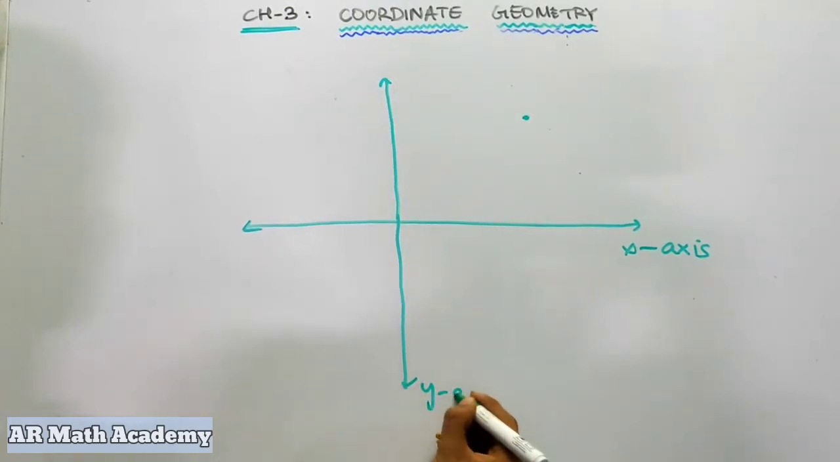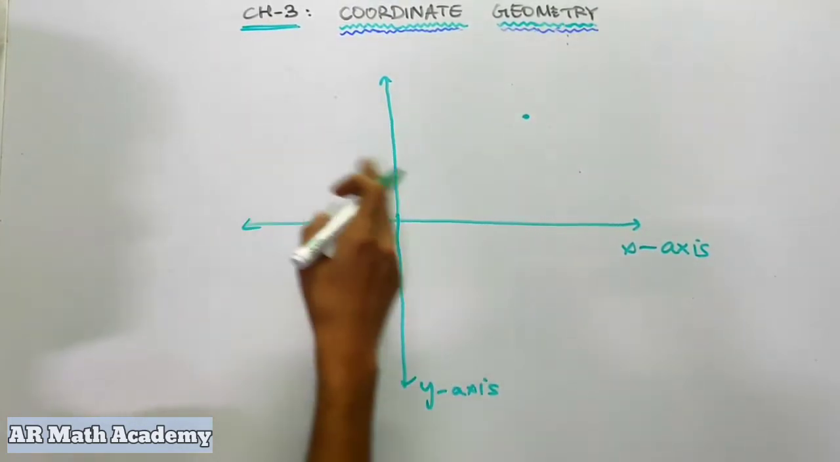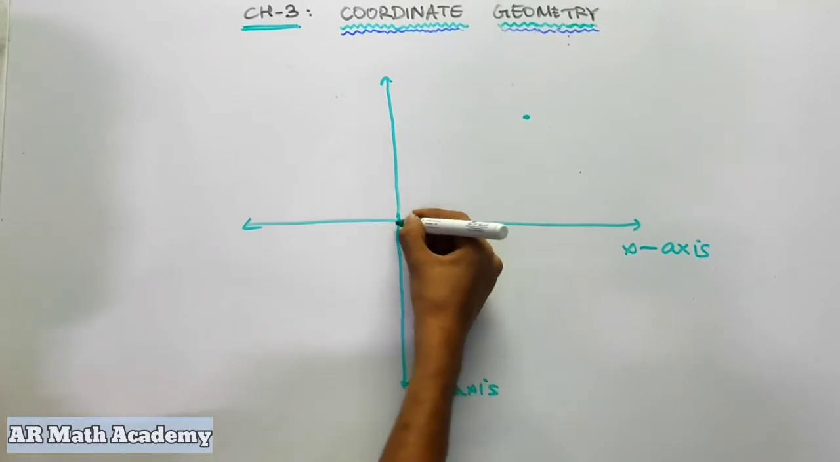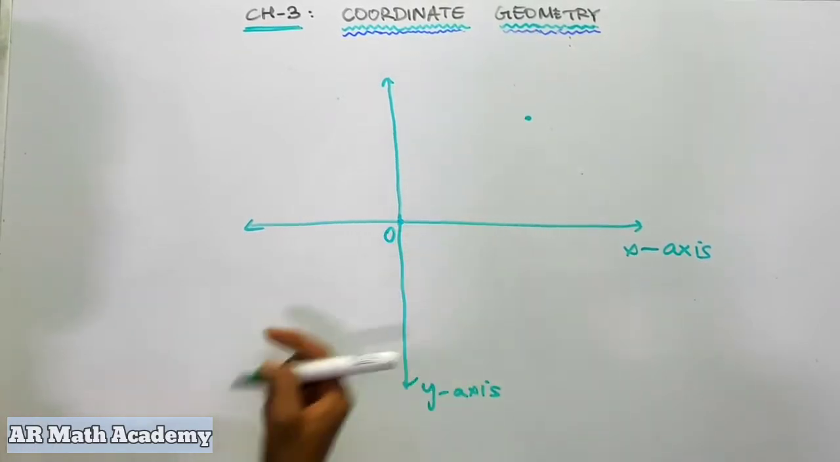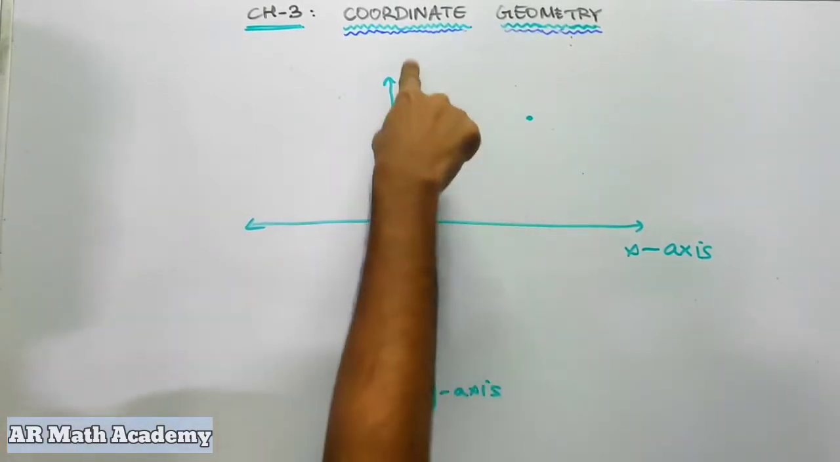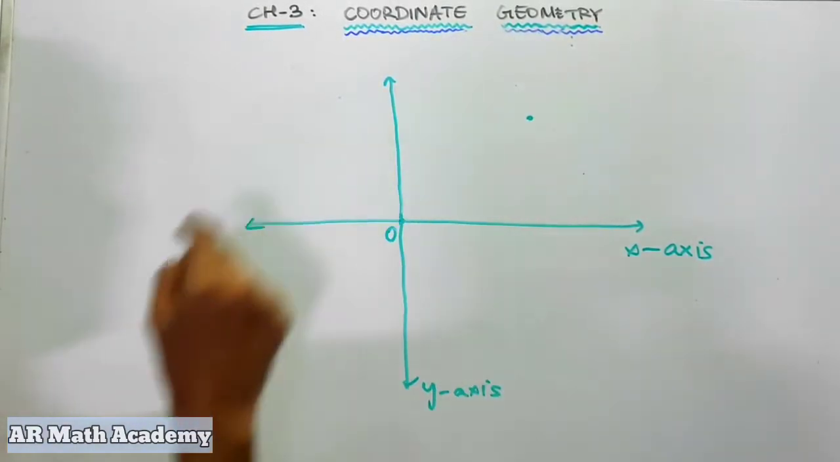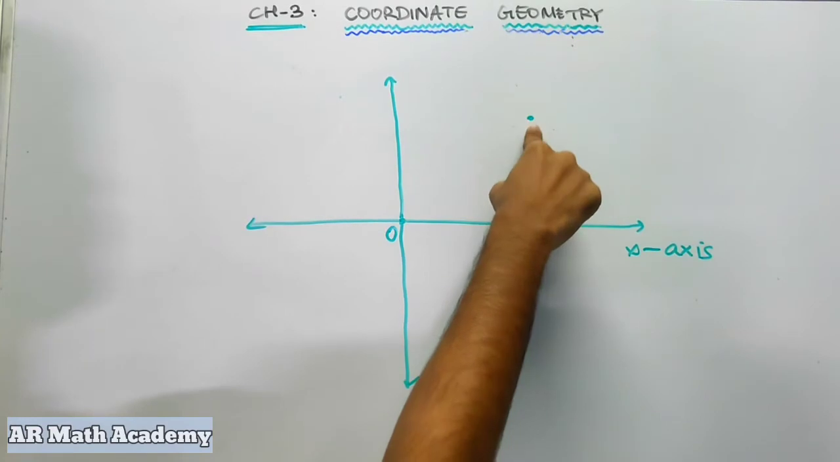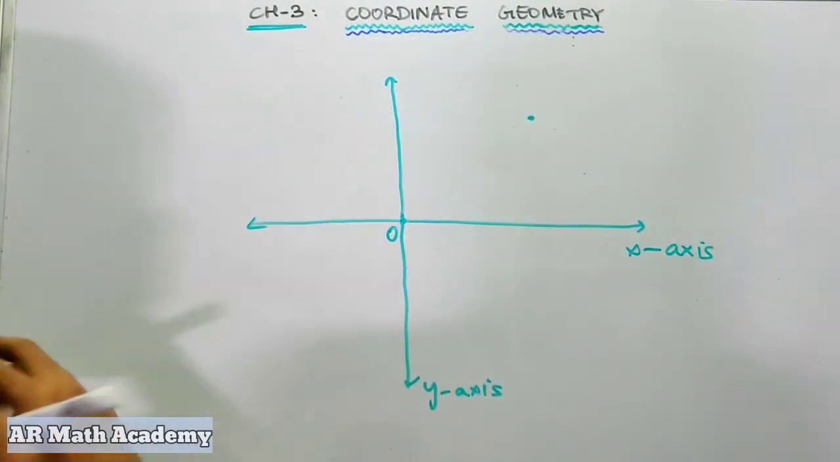This is the y-axis. Now both these lines extend till infinity and they meet at a point which is called the origin. Now I will represent origin as O. Now as you can see, this point lies in the coordinate system in such a manner. Now I want to locate this point within this coordinate system. How do I do that?